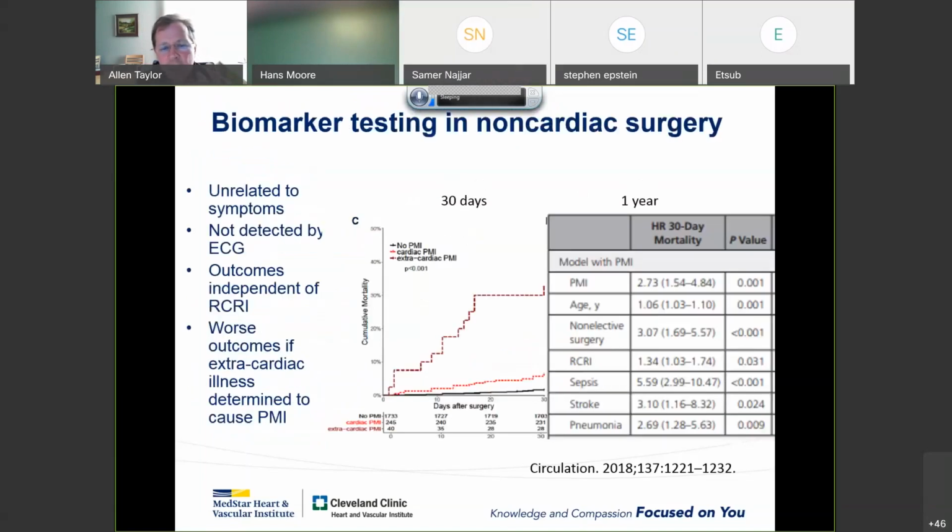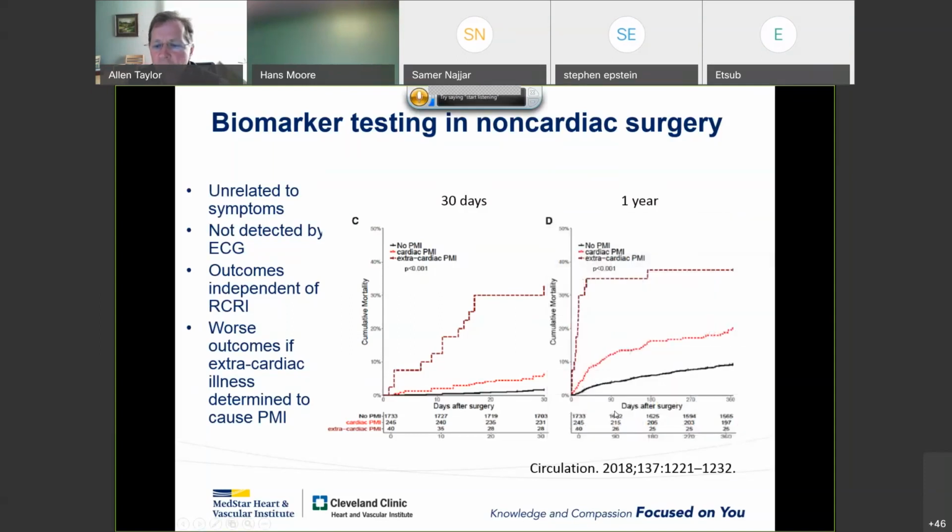This was interesting because they then looked at what's the source of this troponin. Was it triggered by a cardiac problem, or was there an apparent clinical extracardiac trigger for this troponin association? And they in fact showed that the risk for mortality was high in both cardiac and extracardiac triggers for PMI, and was particularly high with an extracardiac trigger. And you see here in the table the 30-day mortality adjusted risk for PMI is 2.7, a similar range as seen with sepsis and stroke and pneumonia.